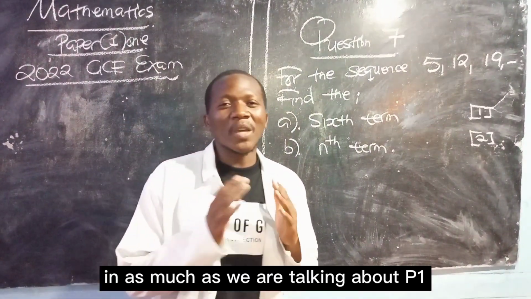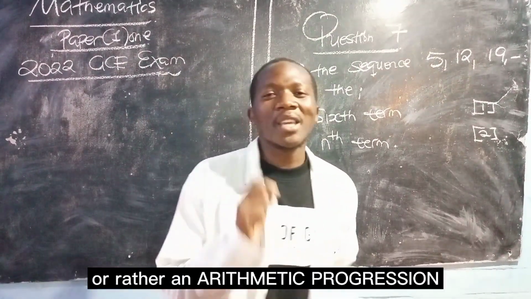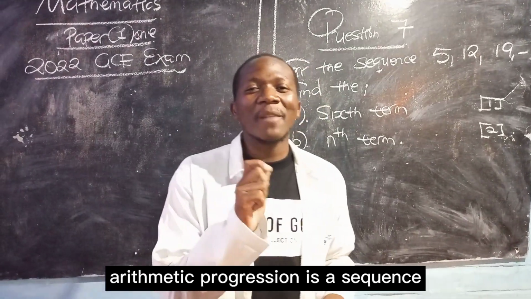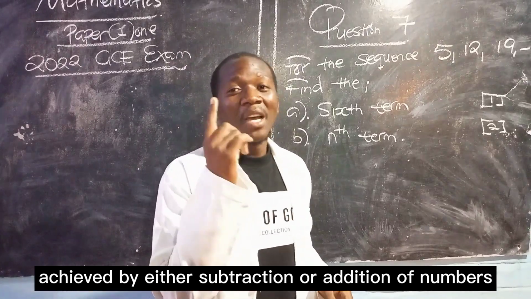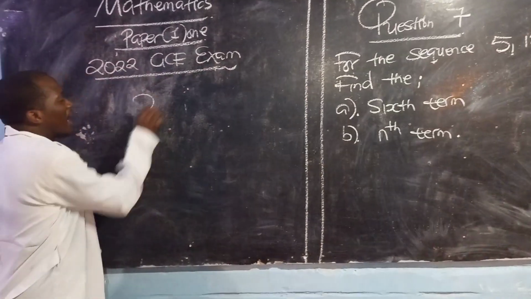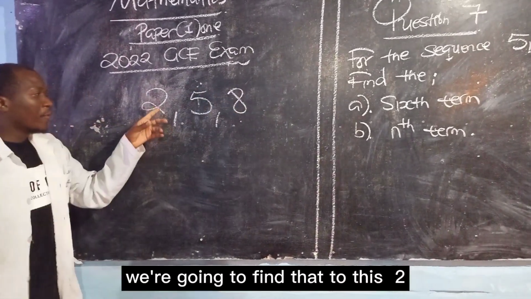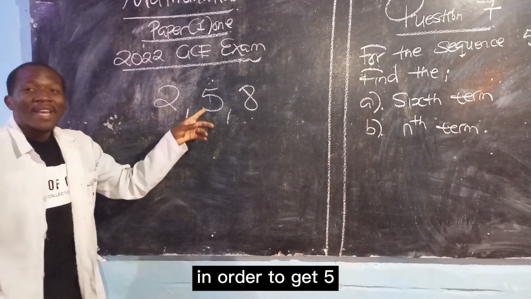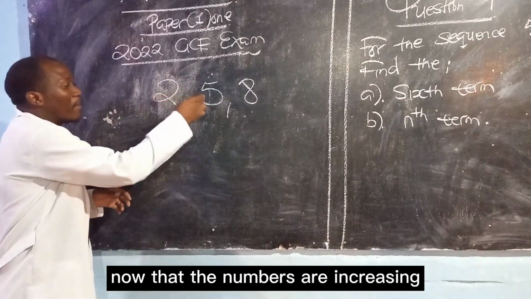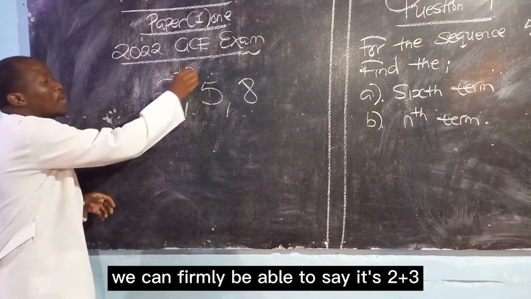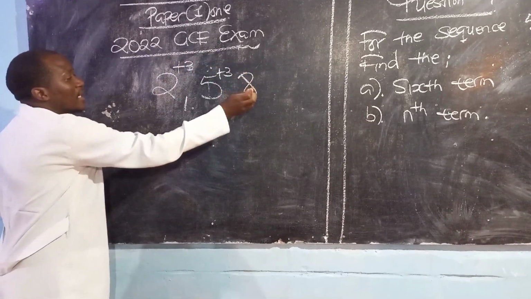In as much as we are talking about paper 1, there is a sequence called an AP, or rather an arithmetic progression. An arithmetic progression is a sequence achieved by either subtraction or addition of numbers consecutively. Given an example, if we have 2, and then 5, and then 8, we find that to get from 2 to 5, a certain number is either added or subtracted. Now that the numbers are increasing, we can firmly say it's 2 plus 3 getting 5, 5 plus 3 getting 8.